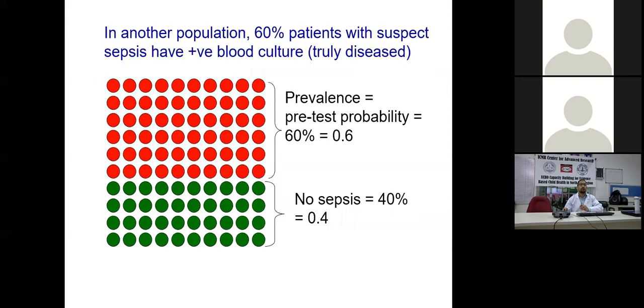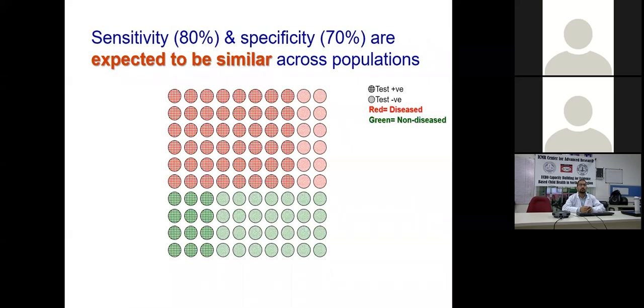Now let's move to another population, a population in which 60% of patients with suspected sepsis have a positive blood culture. That means they're truly diseased. Remember, in the previous population, only 40% with suspected sepsis had a positive blood culture. So here, the prevalence, the pretest probability becomes 60% or 0.6, and no sepsis is 40% or 0.4. Sensitivity and specificity are expected to be similar across populations who have the same presentation. So now let us calculate what the positive and negative predictive values would be, assuming that sensitivity and specificity is the same.